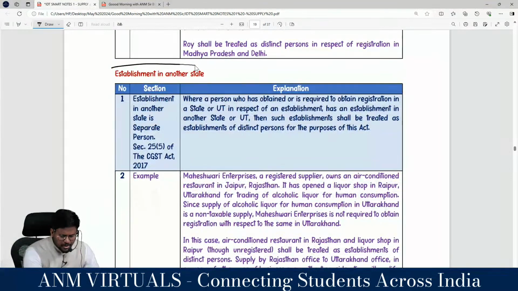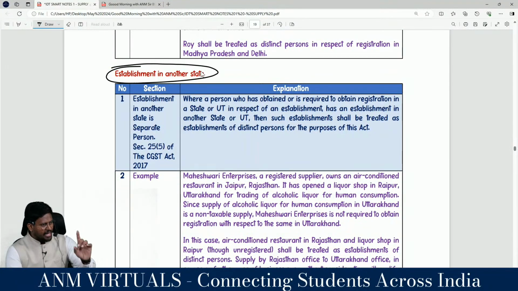Then, establishment in another state. I am having one establishment in Tamil Nadu, ANM Classes Chennai. Sir, I am going to start ANM Classes Kerala, but there I am not going to take registration because of Section 23, person not liable for registration. There I may be an agriculturalist, or I may be supplying wholly exempted items, or wholly non-taxable items, or any other notified person covered under Section 23.